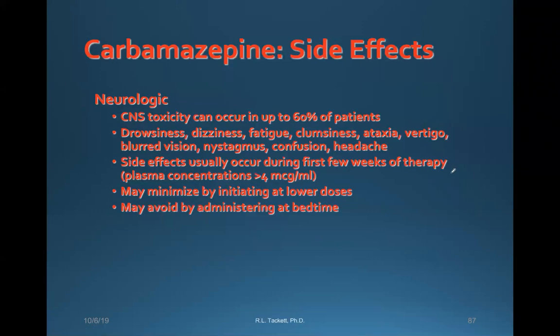Now, the side effects, there are several with carbamazepine that you just need to be aware of. A large number of patients, it's estimated around 60%, describe some sort of central nervous system toxicity. Keep in mind that when we're talking about the side effects of carbamazepine, this can include patients getting it as an anticonvulsant, not necessarily as a mood stabilizer.